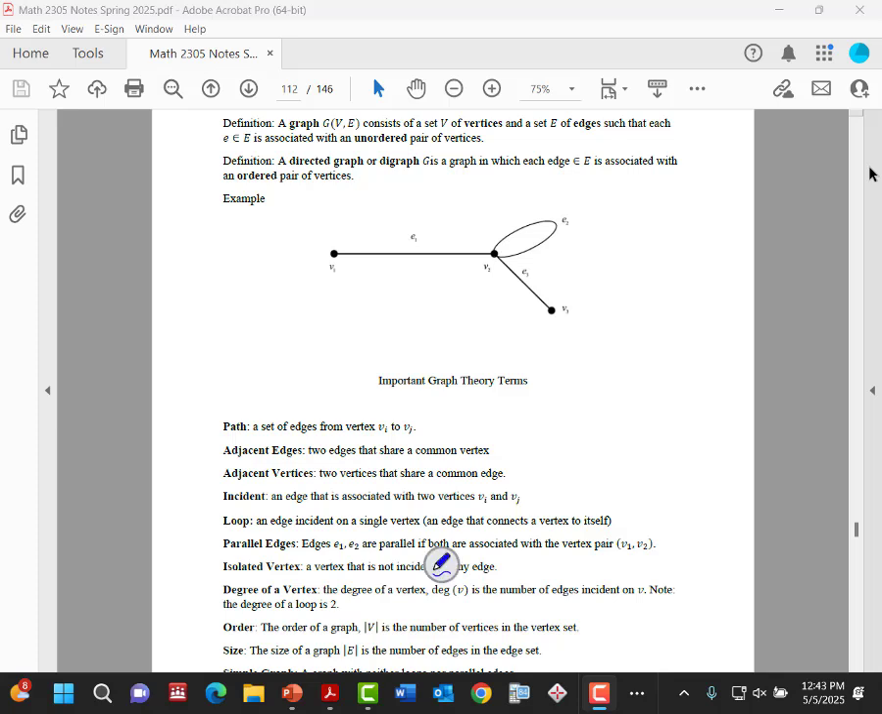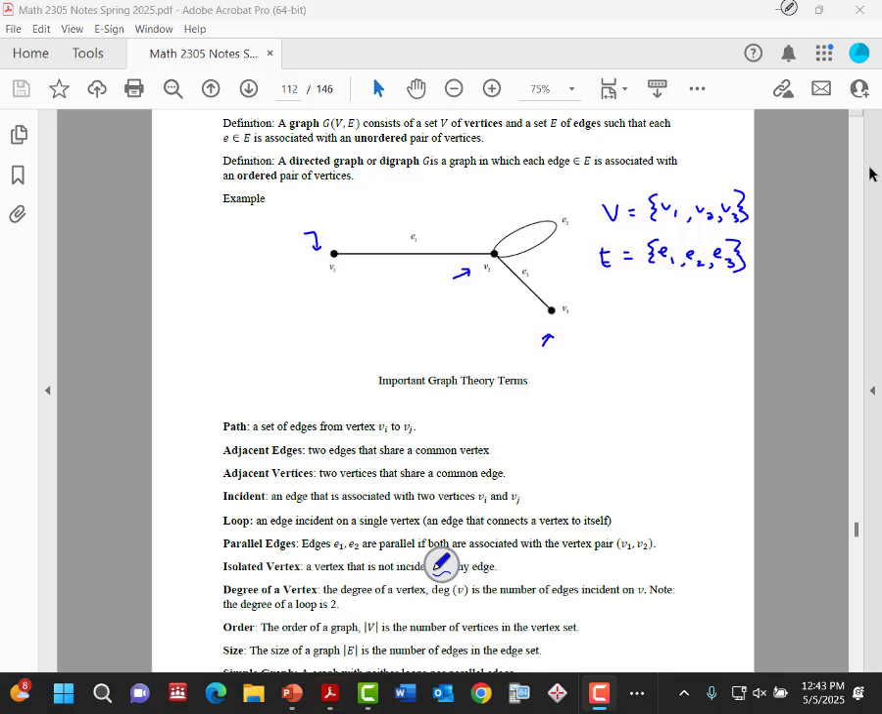In this vertex set V are the vertices V1, V2, and V3. Some books will call these nodes, okay? But for this course, we're going to call them a vertex or a plural vertice. But in some texts or in a computer science context, you might call them a node. And then there's also this edge set, E, with edges E1, E2, and E3.